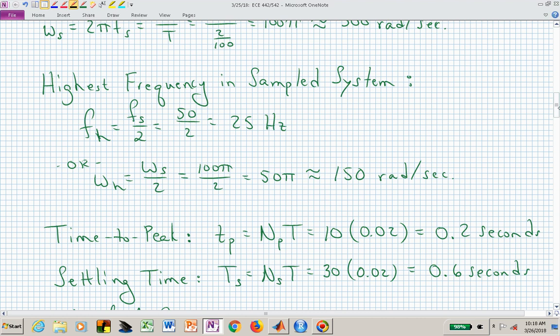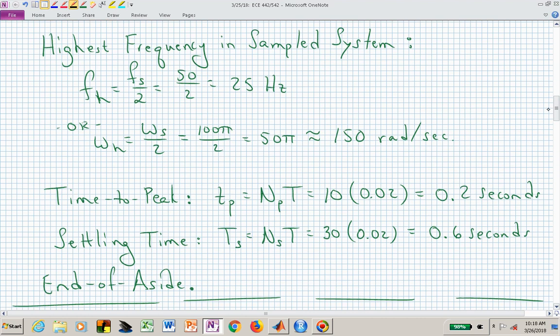That's what we want for this desired sample period and these performance specifications of a peak time of 10 samples and a settling time of 30. Again, that was just to give you something to hang your hat on, to try to get a feel for what is going on with respect to peak time and settling time.